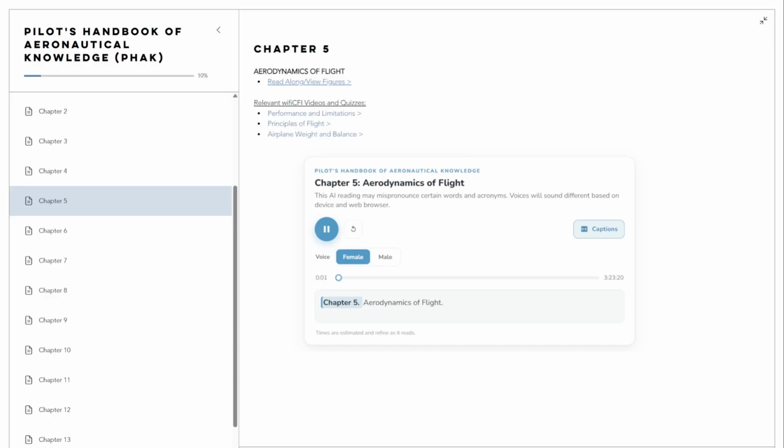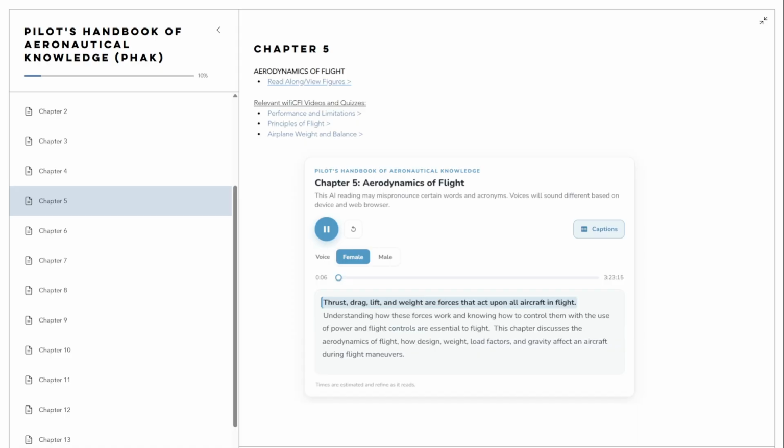Chapter 5. Aerodynamics of flight. Forces acting on the aircraft. Thrust, drag, lift, and weight are forces that act upon all aircraft in flight. Understanding how these forces work and knowing how to control them with the use of power and flight controls are essential to flight. This chapter discusses the aerodynamics of flight, how design, weight, load factors, and gravity affect an aircraft during flight maneuvers.